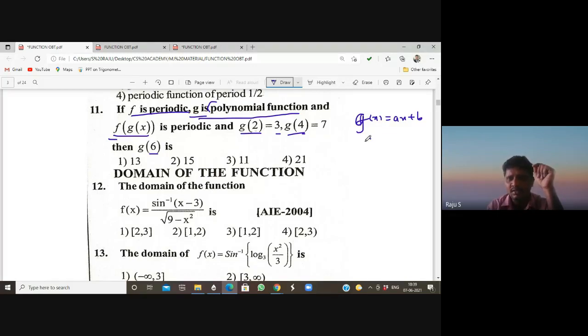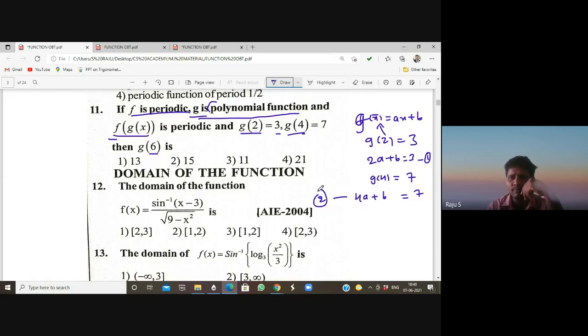Now take g of 2 is equal to 3. Substitute 2 in place of x here. A into 2: 2a plus b is equal to 3. This is the first equation. They give another condition, g of 4 is equal to 7. What is g of 4? In place of x, substitute 4. 4a plus b is equal to 7. All of us solve these 2 equations. This is equation 1, this is equation 2. Tell me what are the a comma b values?